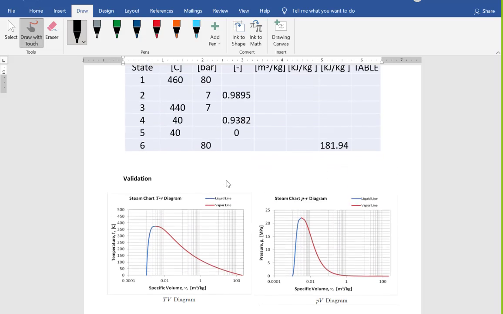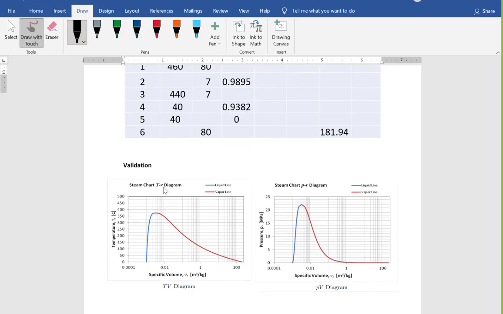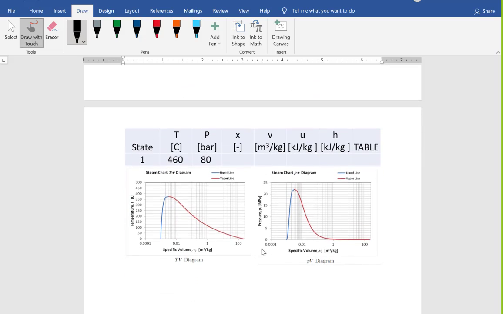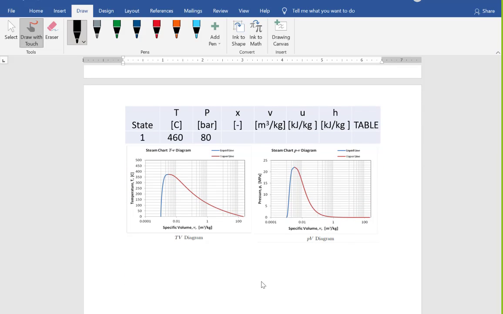So what I'm going to do is I'm going to walk you through how I would go about drawing these diagrams, because that can be tricky, right? How do I figure out where I am in each one of these diagrams? And then how do I go about fixing the state, right? So we will start with state 1. So in state 1, we know that we have a temperature of 460 degrees and a pressure of 80 bar.